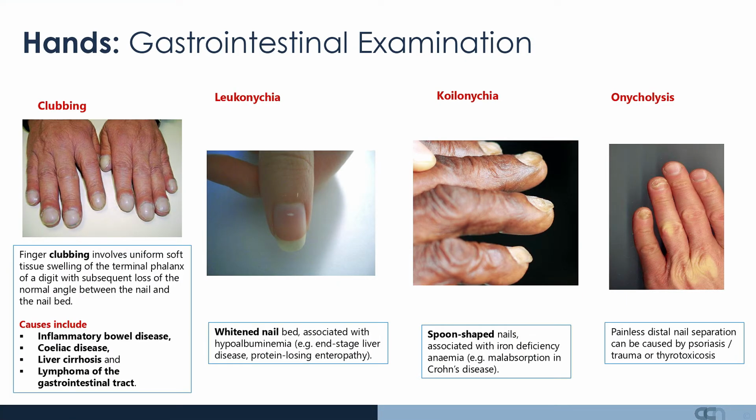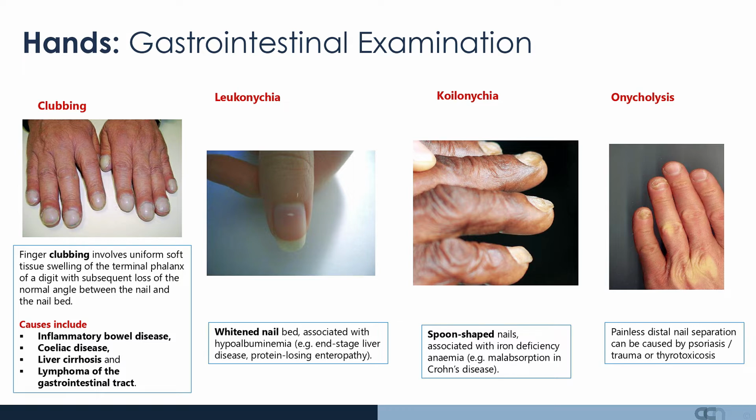Examine for clubbing. Clubbing involves the uniform soft tissue swelling of the terminal phalanges of the digits with subsequent loss of the nail bed and the nail angle. Causes in a gastrointestinal exam could include chronic conditions such as inflammatory bowel disease, celiac disease, liver disease or cirrhosis, as well as GI malignancies, including GI lymphomas.